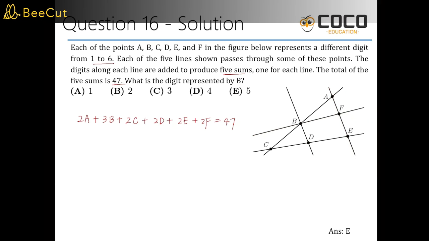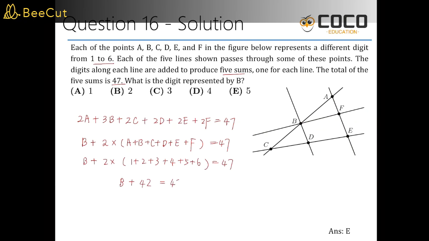So we can take out 1B, then the others are A plus B plus C plus D plus E plus F, which is the total from 1 to 6. So you add these 6 numbers together, this equals 21. 21 times 2 will be 42. So B plus 42 equals 47. B equals 5. So the answer is E.